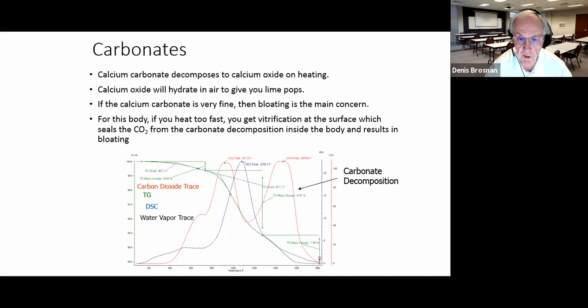Carbonates, calcium carbonate, is limestone, particularly present in some clays that are mined. Here's the weight loss curve right here. The water evolution during dehydroxylation, and then we get carbonate decomposition. This is the carbon dioxide that's coming out from binder burnout. Later on, we'll get decomposition of calcium carbonate. Remember that we can have other types of shapes to this curve. It's dolomitic limestone, magnesian limestone.